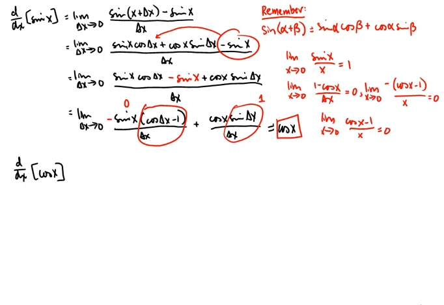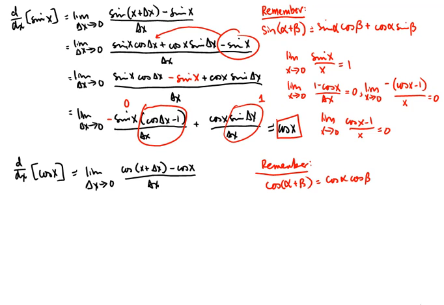Now let's briefly step through the same procedure to find the derivative of cosine of x. We have the limit as delta x approaches 0 of cosine x plus delta x minus cosine of x over delta x. And you're going to need to remember another trigonometric identity here. Cosine of angle sum is cosine alpha cosine beta minus sine alpha sine beta. And we'll apply that to cosine x plus delta x.